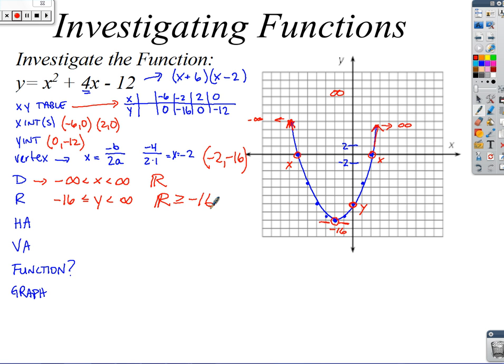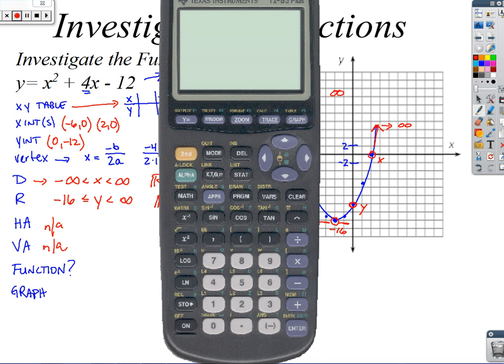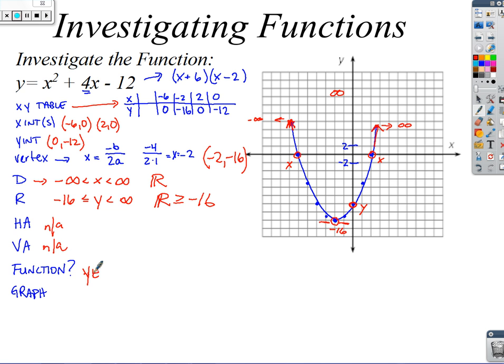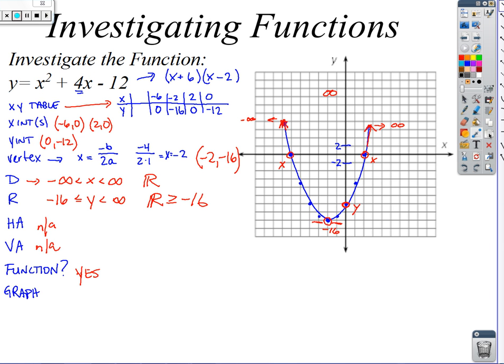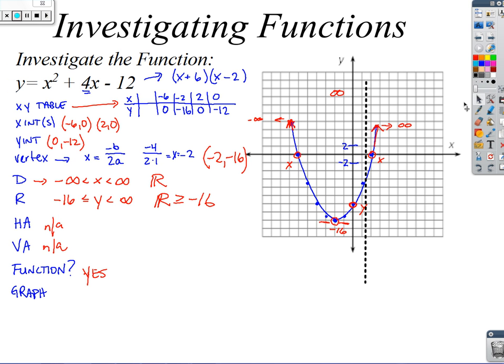There are no discontinuities in this particular function. So there are no horizontal or vertical asymptotes. It is a function. Let me tell you something real quick. If your graphing calculator is able to graph it, in which case ours was, then it has to be a function. But the other reason is that the graph passes what we call the vertical line test, which means that there's no vertical line that you can draw that intersects this graph more than one time.